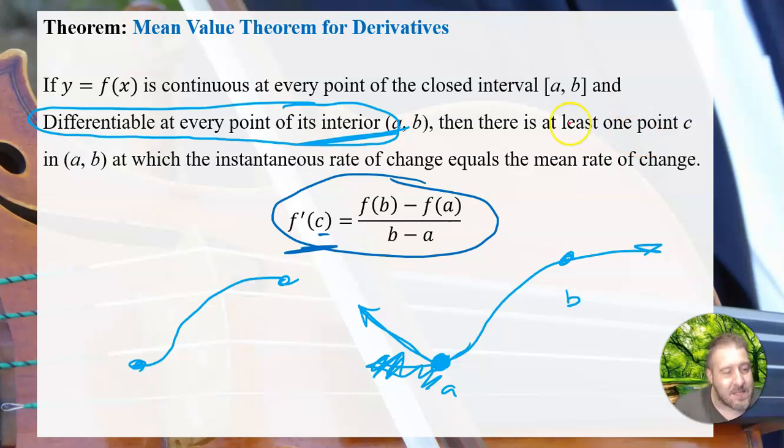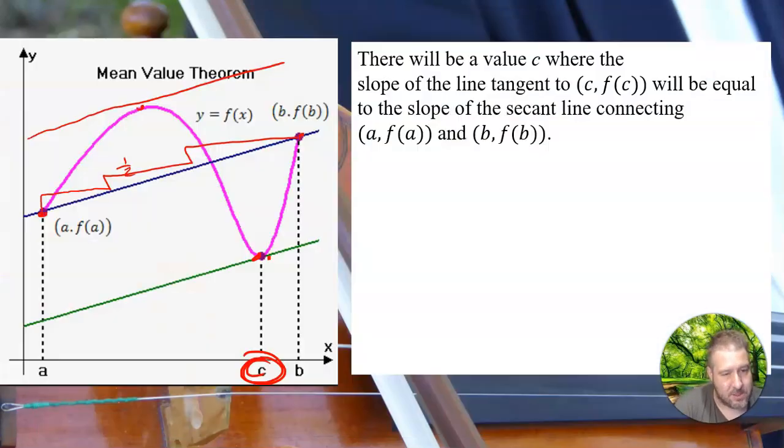Then there is at least one point C in that interval from A to B in which the instantaneous rate of change must equal the average rate of change, that mean rate of change. So that's why we call it mean value theorem: the average rate of change has to be equal to the derivative at least one place over the function. Now, it could happen more. It could happen 2, 3, 4, 5. Technically, it can happen an infinite amount of times, and I'll show you why in just a moment.